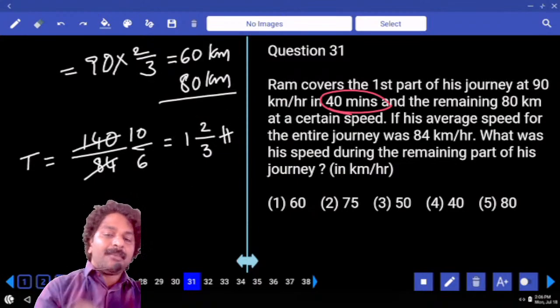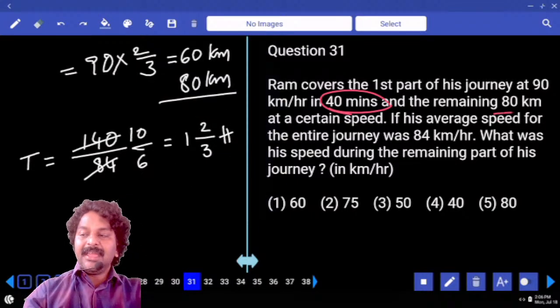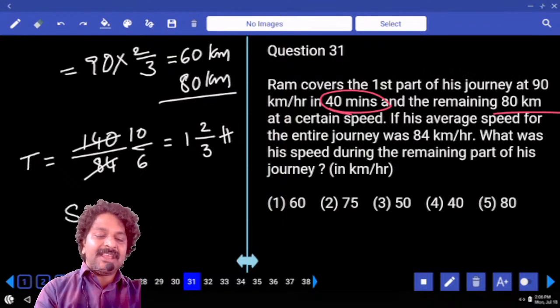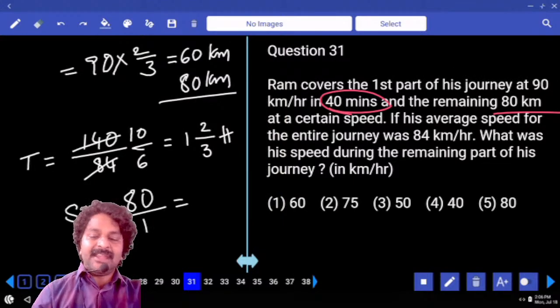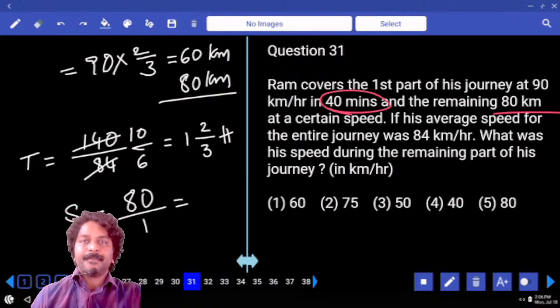In the second part, how much is the distance covered? 80 kilometers. When we are asked to calculate speed, that is 80 kilometers per 1 hour. That is 80 kilometers per hour. Fifth option.